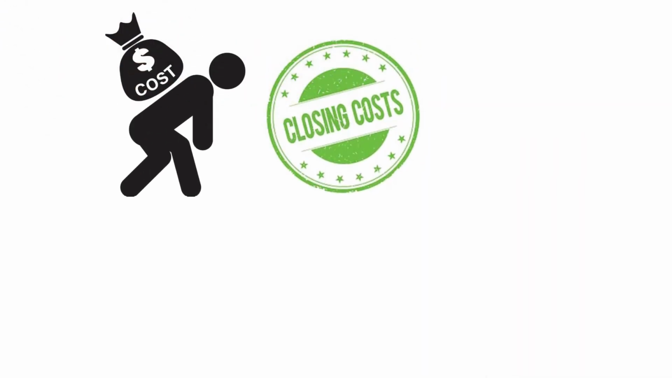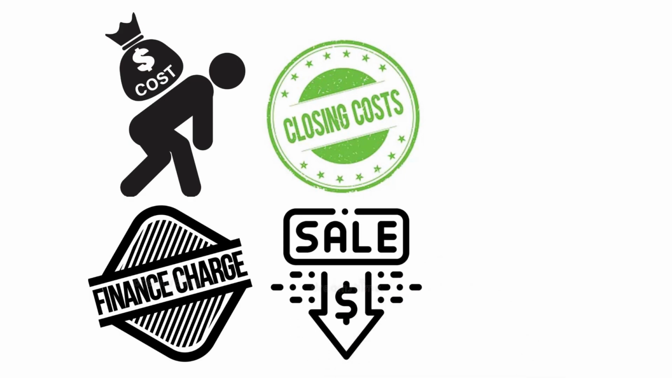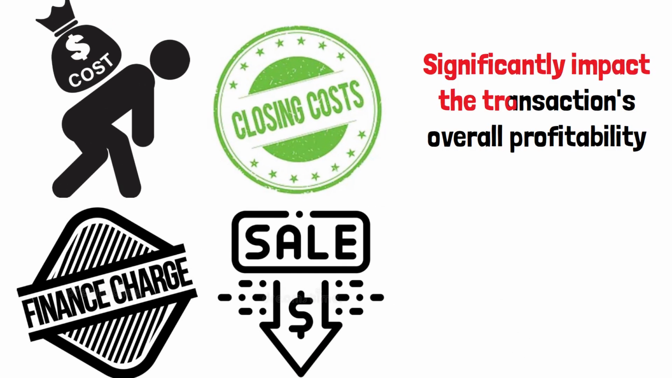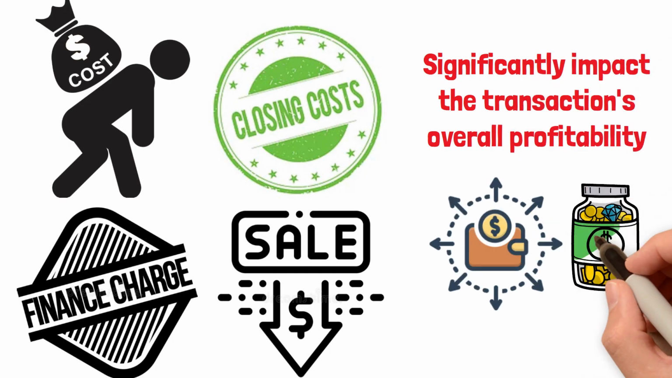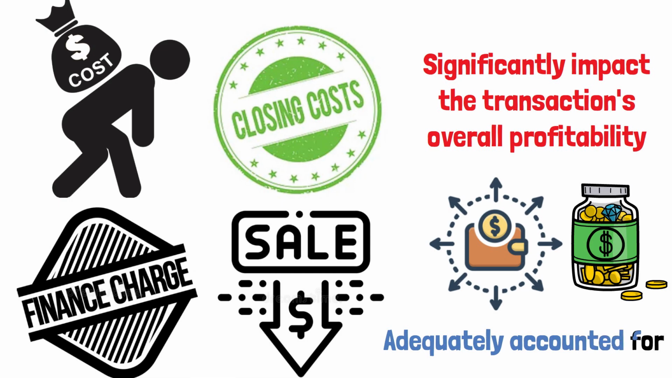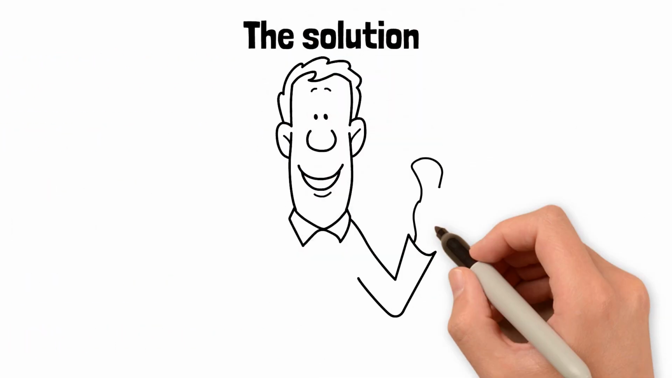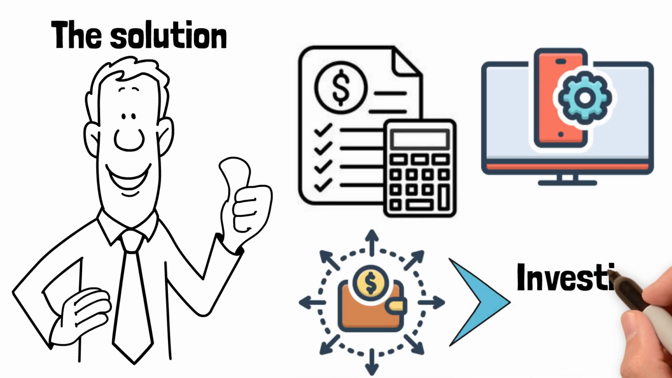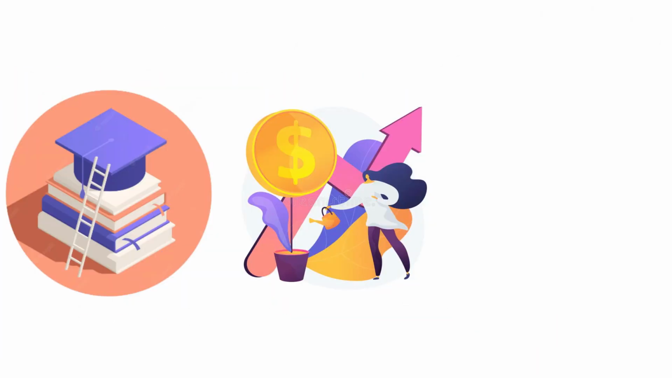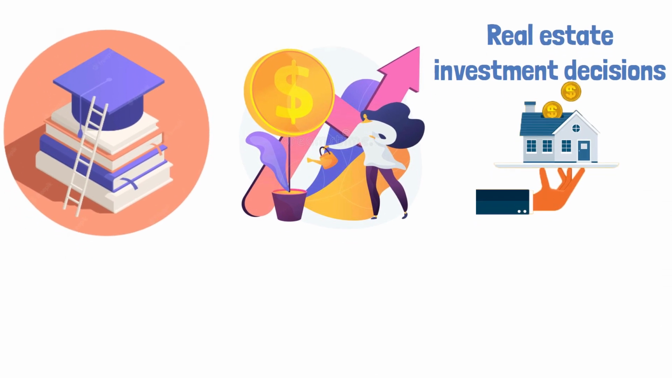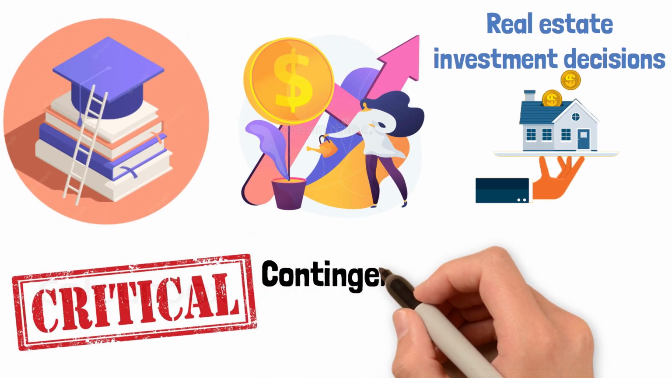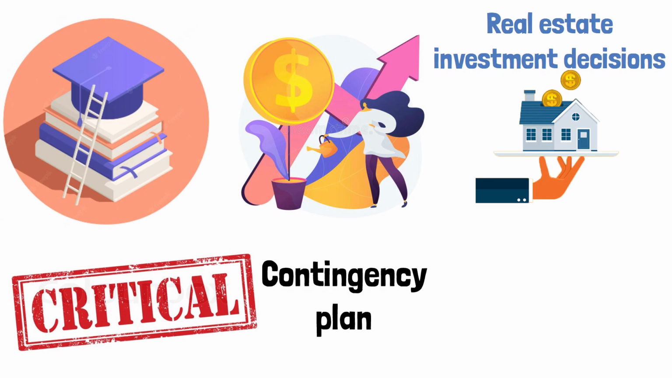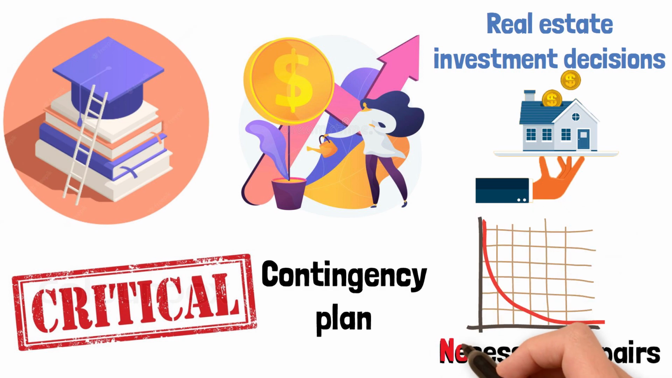So carrying costs, closing fees, financing charges, and selling costs can all mount up and significantly impact the transaction's overall profitability. These expenditures can eat into an investment's profits if not adequately accounted for. The solution to all these complications is pretty simple: estimating and incorporating these expenditures into your investing strategy. It will help you make more educated and lucrative real estate investment decisions. Also, it is critical to have a contingency plan in place in case of unforeseen events, such as rapid reduction in property prices or necessary repairs.